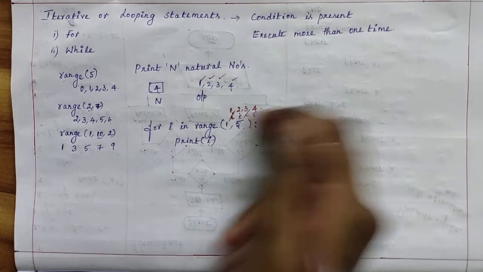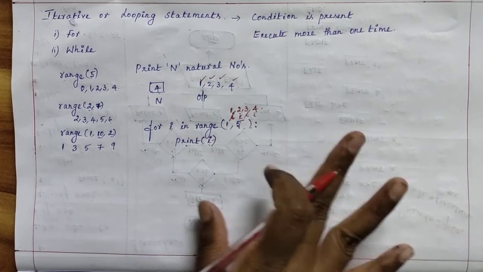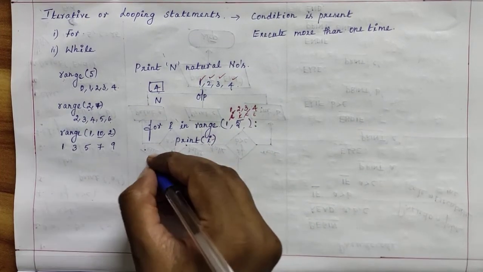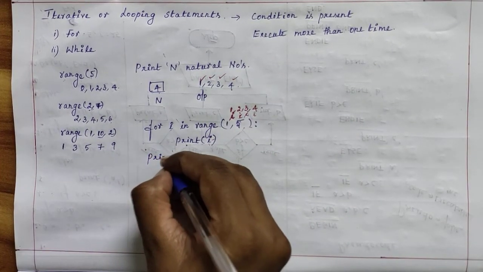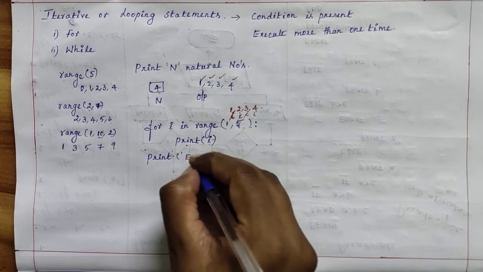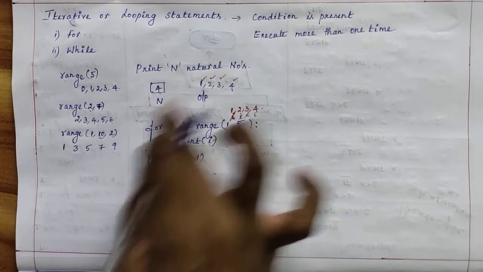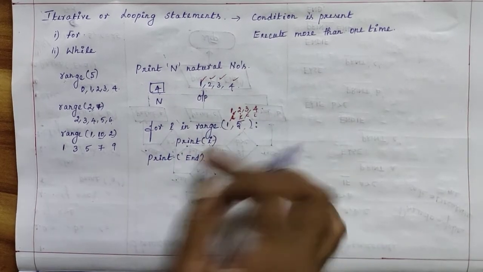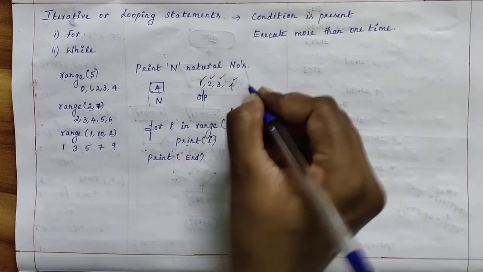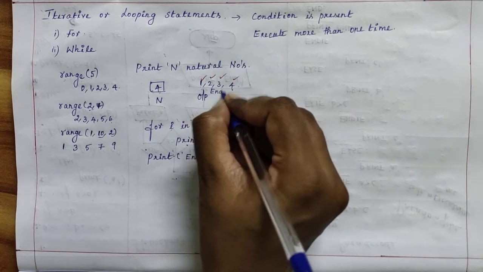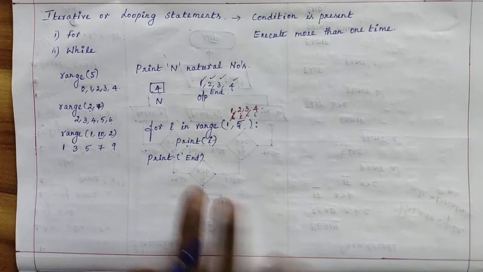Here we have no more values, therefore the loop will be terminated. And here also I am just writing one print statement, print end. So after execution of the for loop, end will be executed. So in the output also we are just going to get end. Okay, so this is about the for loop.